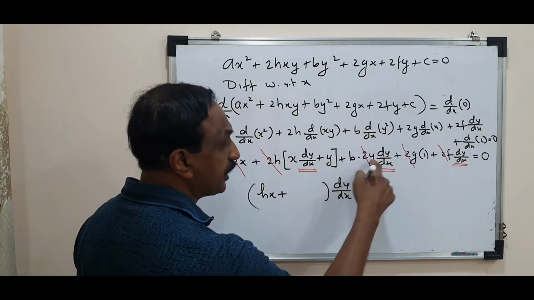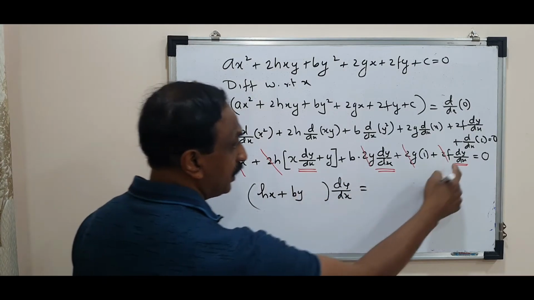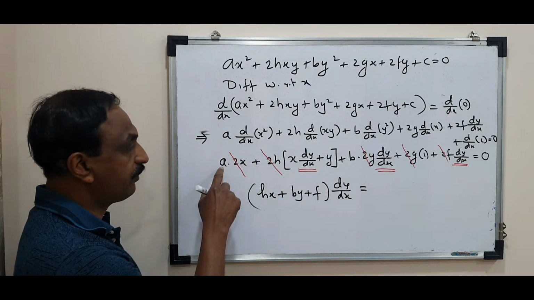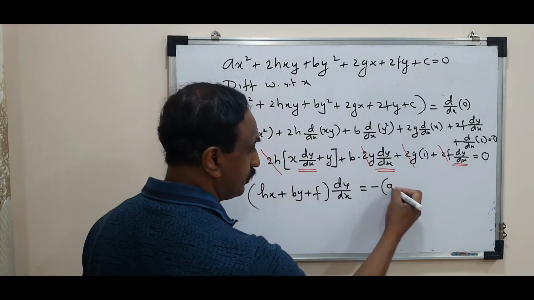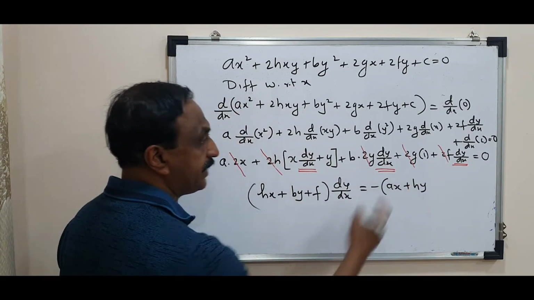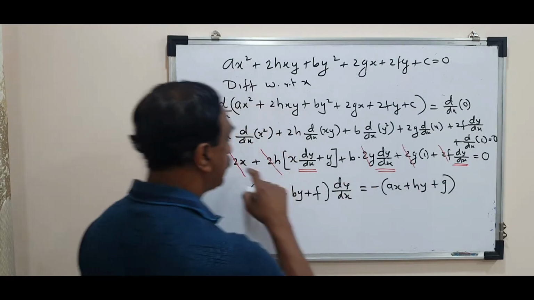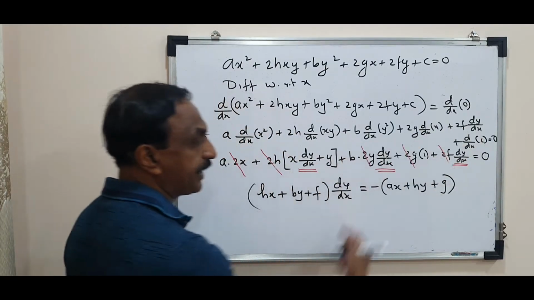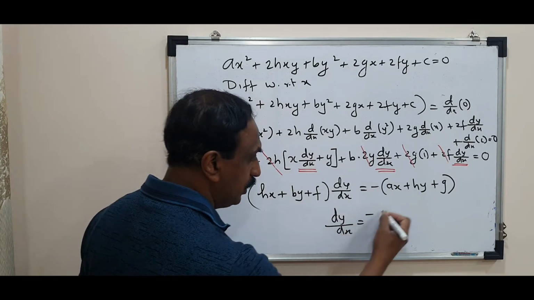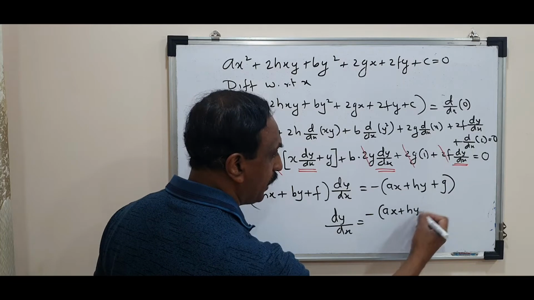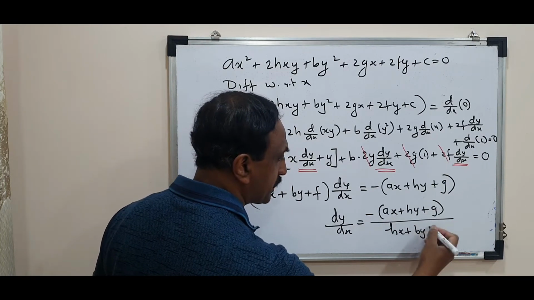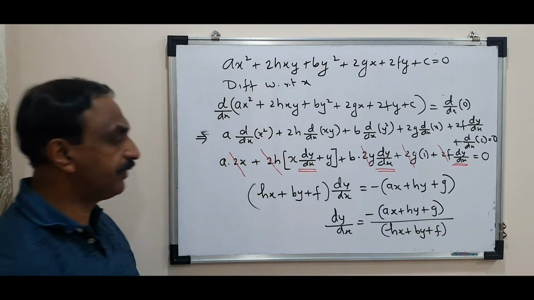Dy by dx coefficient is by. Dy by dx coefficient is f. Now the terms without dy by dx: ax, then hy, then g. Remember, when I transferred all of them, they all became negative, so I took minus common. Hence, dy by dx is equal to minus (ax plus hy plus g) divided by (hx plus by plus f). This is the derivative of this function.